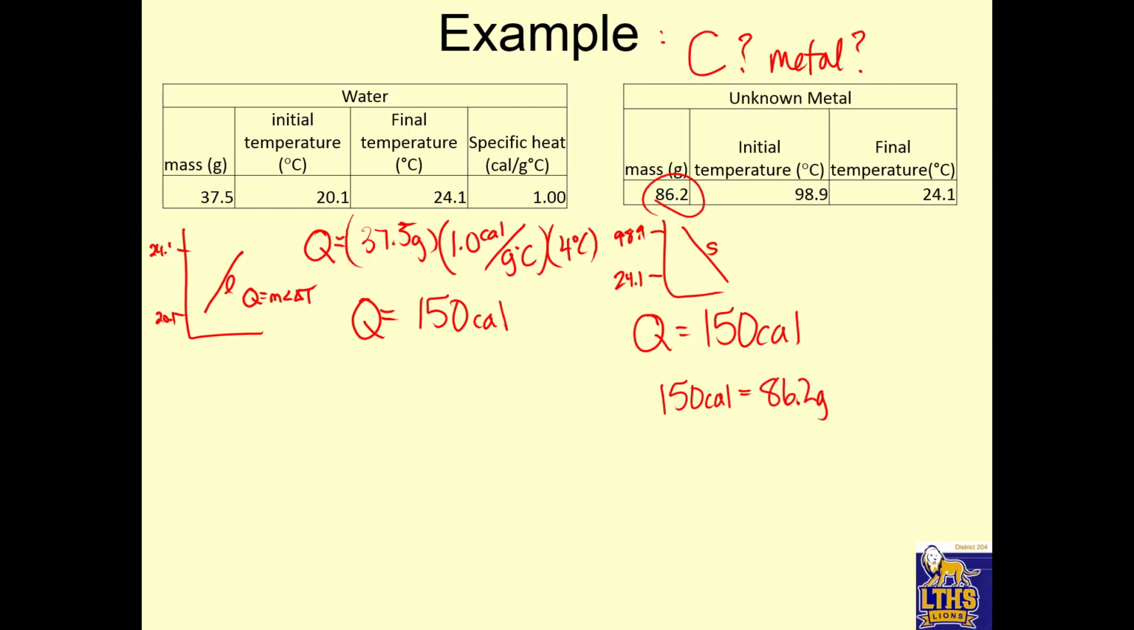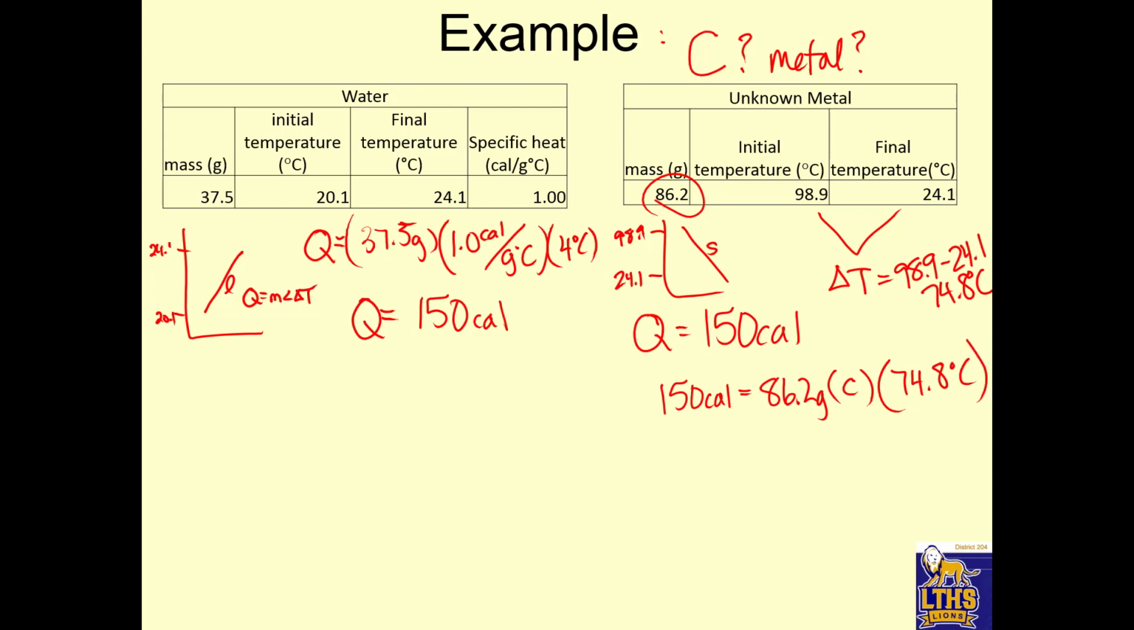How do I know? It says right there. We don't know the C. That's what we're looking for. But we do know that the change in temp is 98.9 minus 24.1. So it's 74.8 degrees Celsius. Plug that in right here.